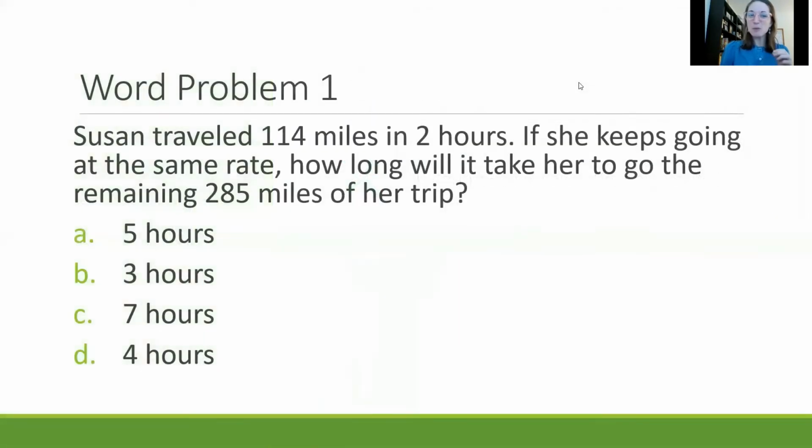Let's look at problem 1 today. Susan traveled 114 miles in 2 hours. If she keeps going at the same rate, how long will it take her to go the remaining 285 miles of her trip? So we're going to use the information they gave us here to create a proportion because we're comparing one amount of distance in time with another amount of distance in time, and they should be moving at the same rate. So how do we set that up?